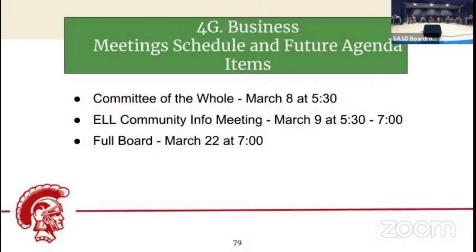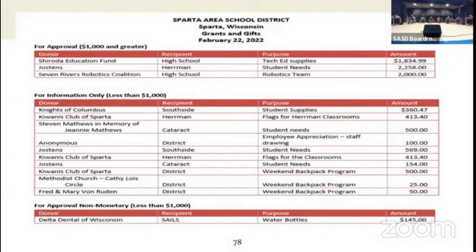I would like to recognize the additional donors, please. And that would be the Knights of Columbus, who donated $360.47 to Southside for student supplies. The Kiwanis Club of Sparta donated $413.40 to Herman for flags for the Herman classroom. Stephen Matthews, in memory of Jeannie Matthews, donated $500 to Cataract for student needs. An anonymous donor gave $100 to the district for employee appreciation and a staff drawing. Jostens donated $569 to Southside for student needs.